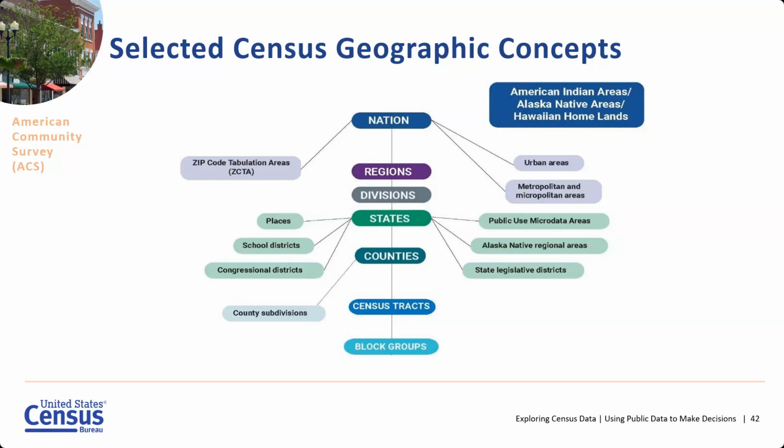In this visualization, you can see that the smallest geographic building block is the block group. You see that at the bottom of this screen here, and block groups include between 600 and 3,000 people in each group. The ACS's unique ability to report on a wide range of geographies is what gives it such a broad appeal.